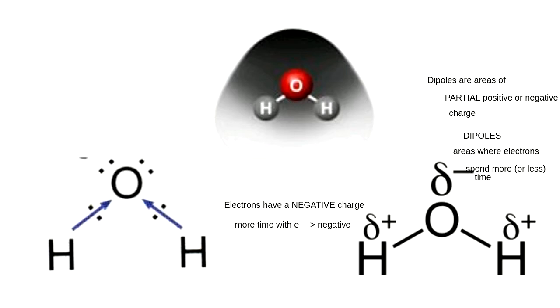Less time with those negatively charged electrons means I look slightly positive. So a negative dipole means that the electrons spend more time in that place. A positive dipole means the electrons spend less time there.